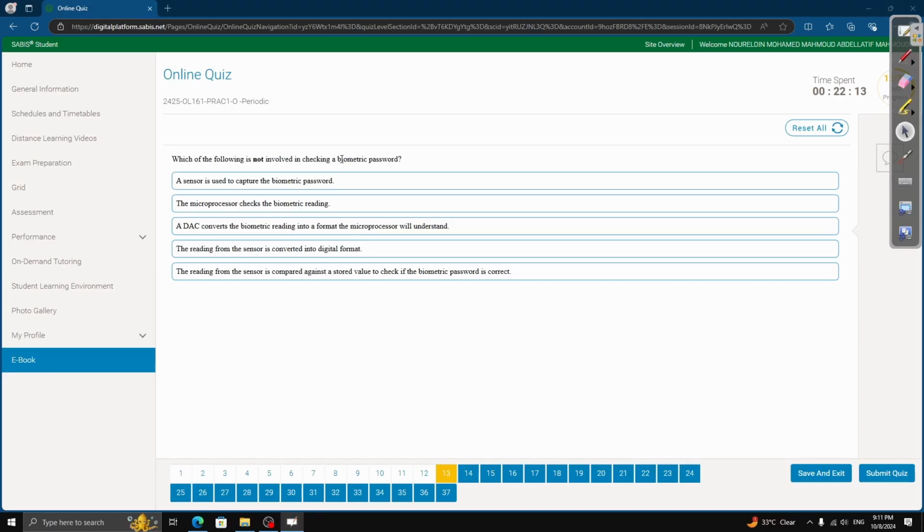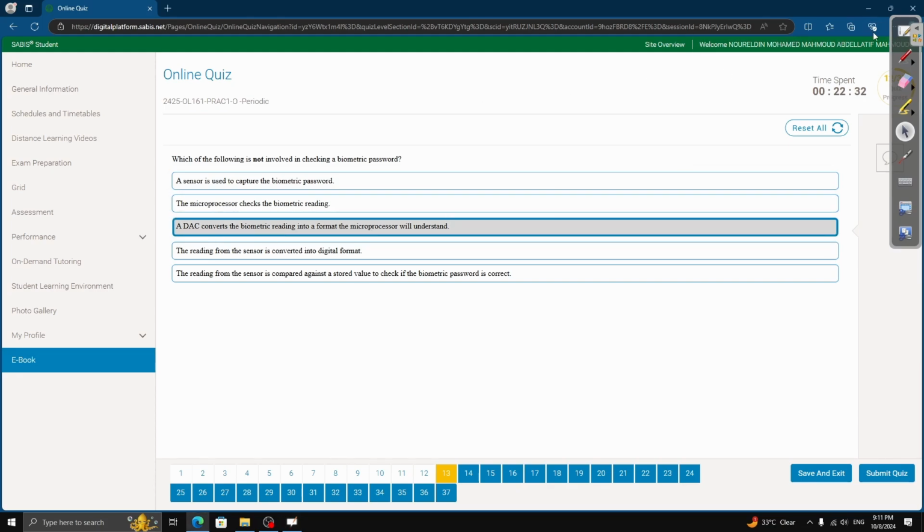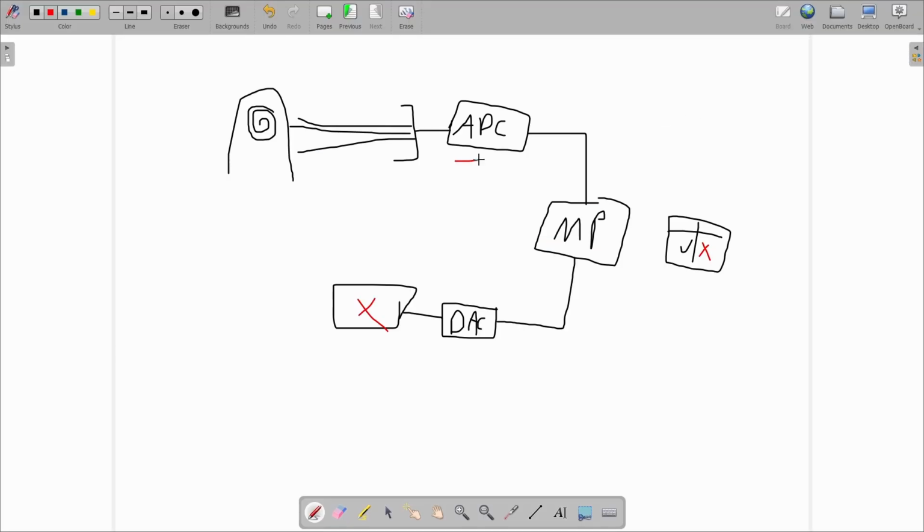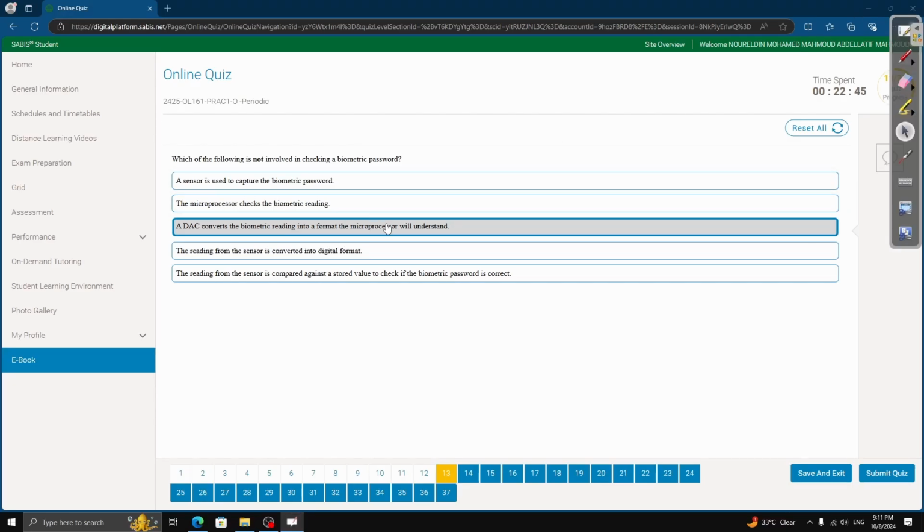Knowing this, how can we solve this question? A sensor is used to capture the biometric password. A sensor was used. The microprocessor checks the biometric reading. It does. A digital converter converts the biometric reading to a format the microprocessor will understand. There is a problem with this. This is the incorrect statement, and here's why. We said that it's analog to digital, not digital to analog. Digital to analog is for the microprocessor to send to any actuators. Analog to digital is for sensors to send to the microprocessor, which is why this is wrong.